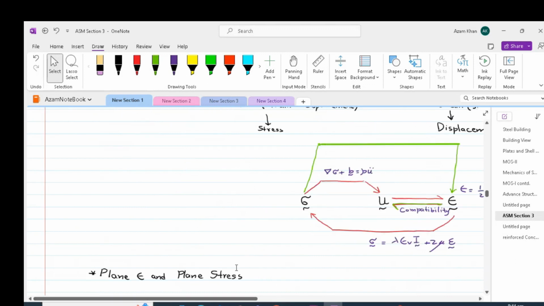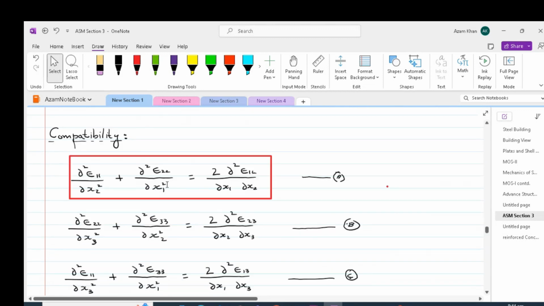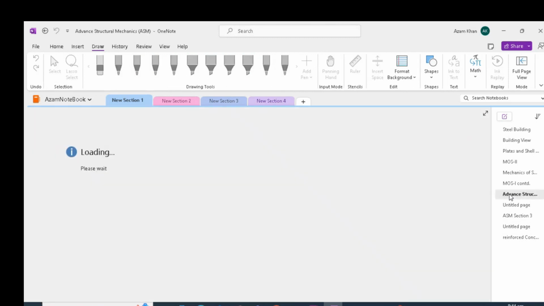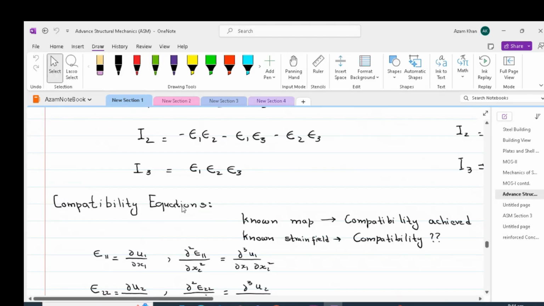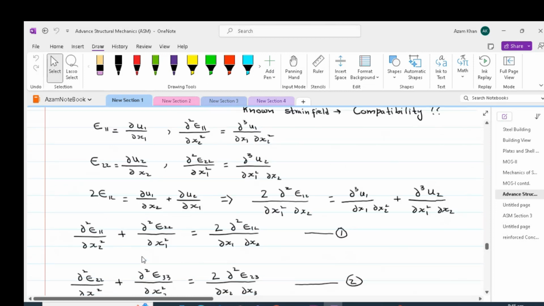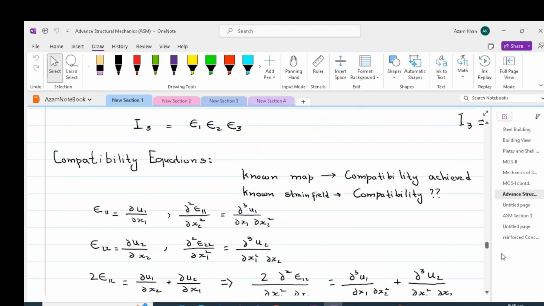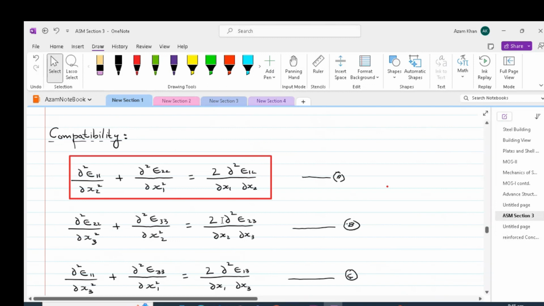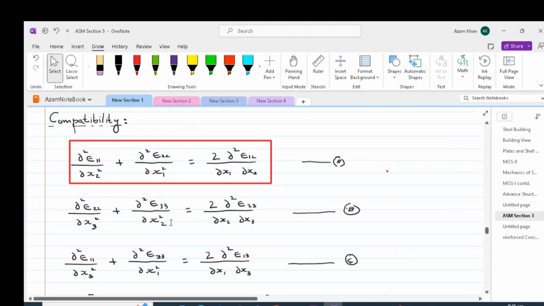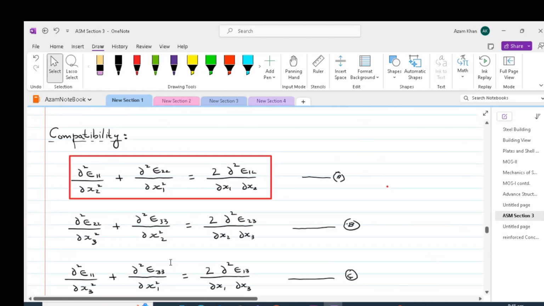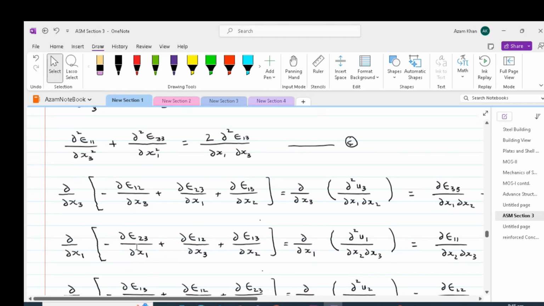So let us have some discussion about the compatibility. We have derived the compatibility equations previously for the Cartesian coordinate system. In the compatibility condition, we discussed that if we have a known strain field, how would we make sure that the displacements are compatible with the strain fields, and we derived 6 equations. Let us rewrite these 6 equations again. It's the same equations, 6 in number: 3 equations are related to the axial strains and 3 to the shear strains.